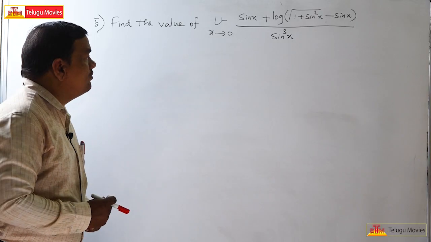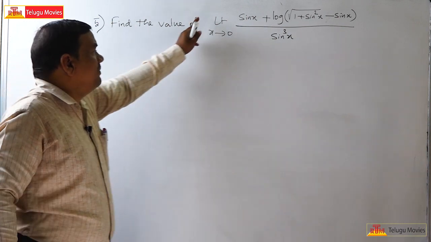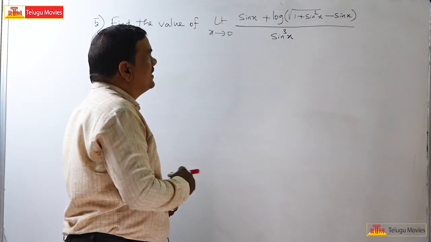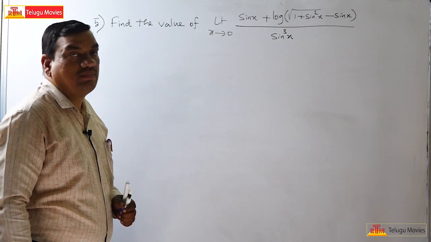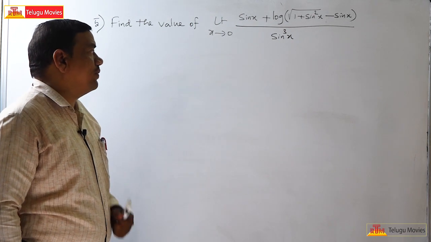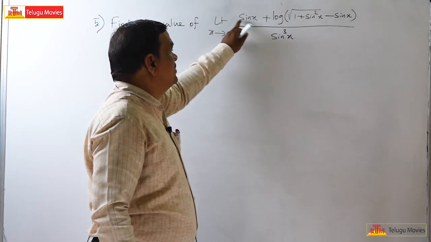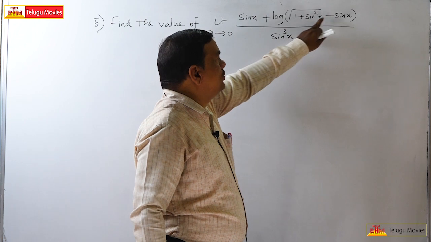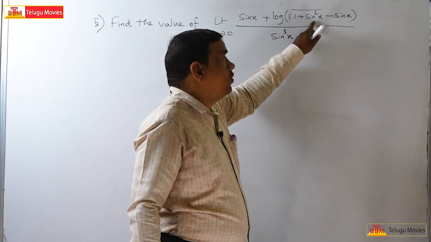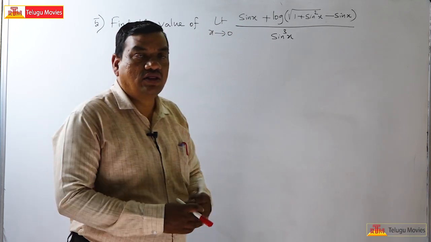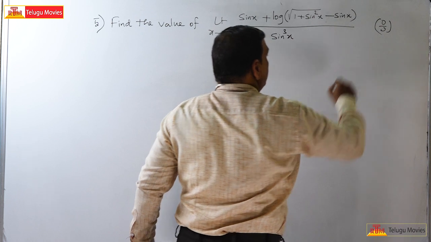Hi students, welcome to this problem. Let us try to see the problem. Limit as x tends to 0 of (sin x + log of root of (1 + sin^2 x) - sin x) / sin^3 x. As x approaches 0, substitute: sin 0 is 0. Root of 1 plus 0 is 1, log 1 is 0. On the whole, the numerator is 0 and the denominator is also 0.